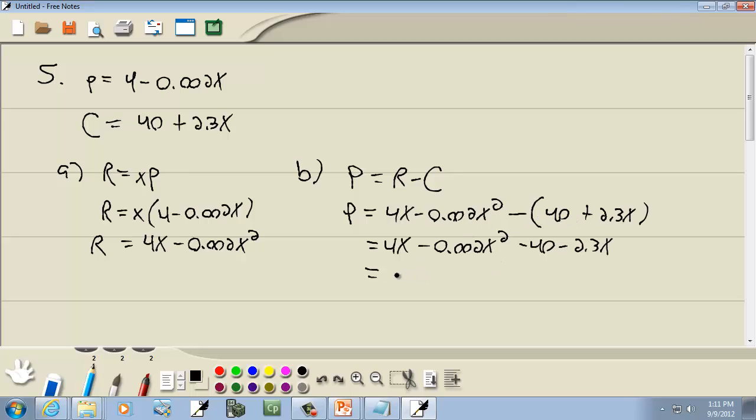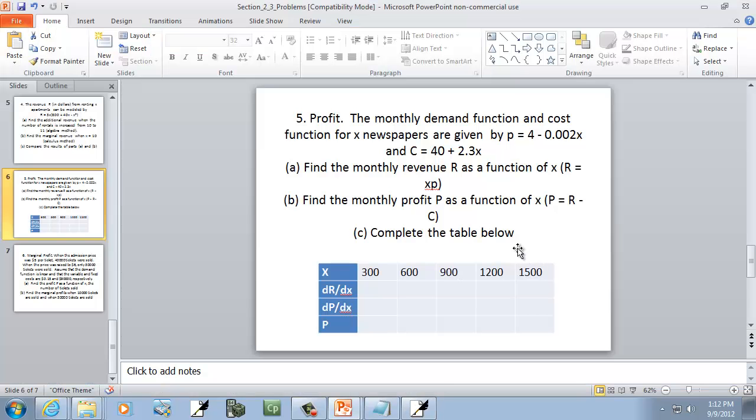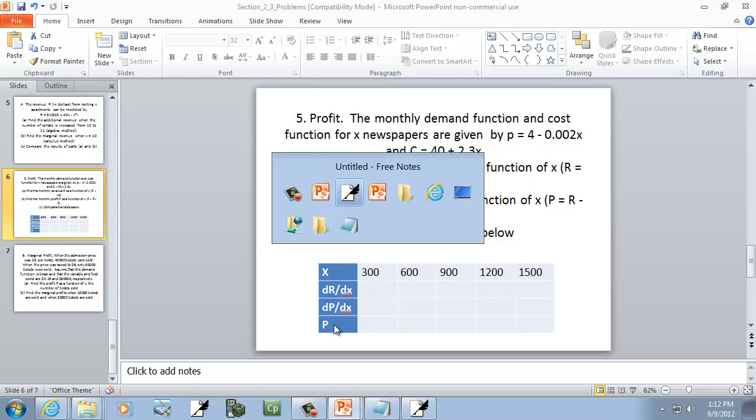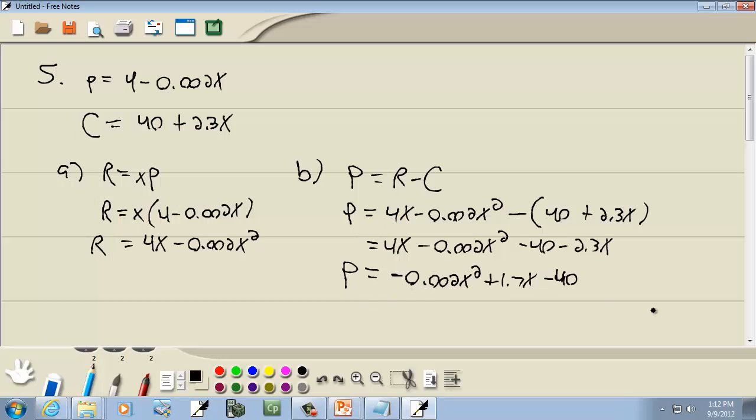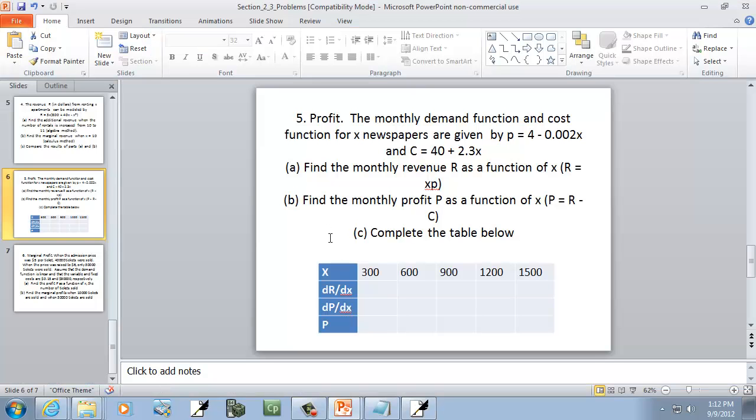Now I'm going to combine like terms. I'll put the x squared first: negative 0.002x squared. And I think that's 1.7, but let me use my calculator since I hate decimals. 4 minus 2.3, 1.7. So I've got 1.7x and then minus 40. Okay, and that's B, find the monthly profit P. C says complete the table. Well, the table has capital P in it, which we already found, this right here. But it also has some other items we haven't found yet, dR/dx and dP/dx.